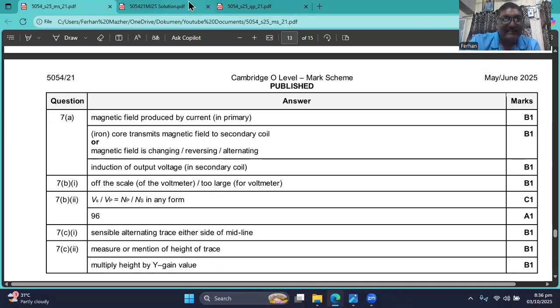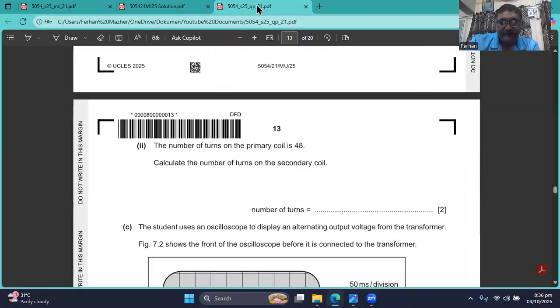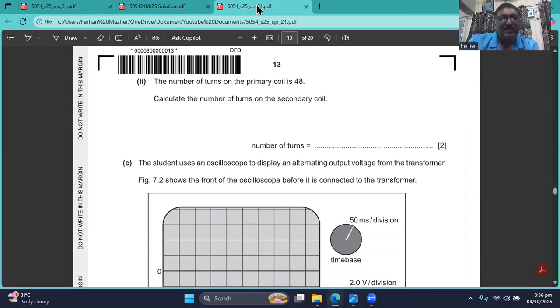This is the answer, sir. I hope you have understood. Okay. Then he says the number of turns on the primary coil is 48. Calculate the number of turns on the secondary coil. You see, the number of turns on the primary coil is given. The number of turns on the secondary coil is what is asked.